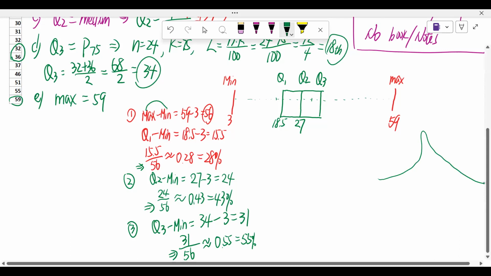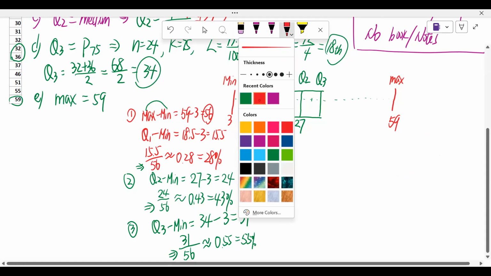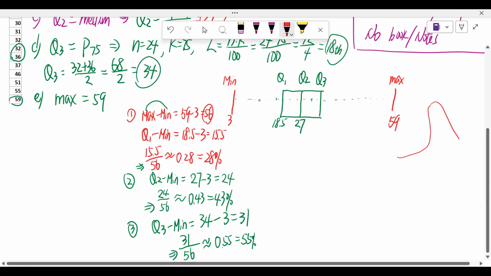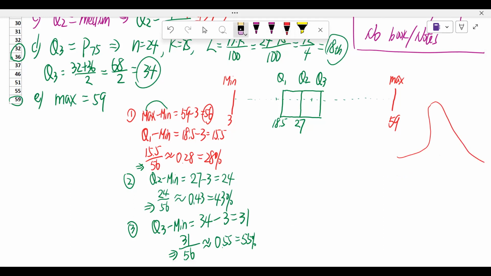Let me just draw the graph. If you draw it, it will look like this. Most of the data values were shifted to the other end. Still didn't get a very good graph here. Something like that. So it's shifted to the right hand side. So that's the skewness. You can see the skewness here.